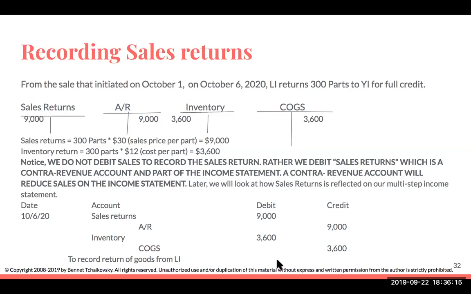And we'll see a little bit later how sales returns is reflected on our multi-step income statement. So when it comes down here to the journal entry, we're taking those T accounts that we just wrote up there and translating them. We're adding that date and the description. And remember, whenever we're crediting an account, we have to make sure we indent. Right over here, debiting inventory, crediting cost of goods sold. So this is what happens when inventory is physically returned to us, or a sales return.